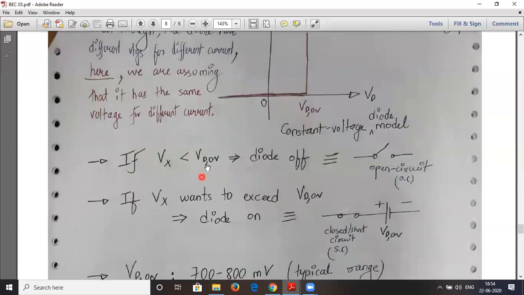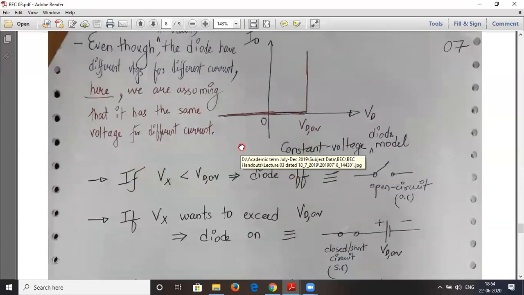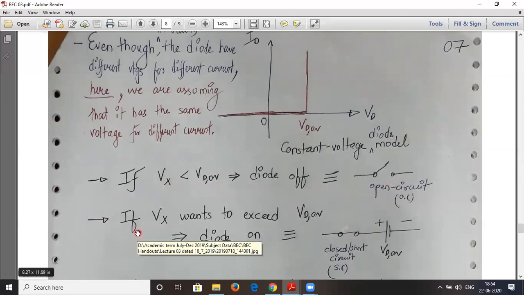So let me just revise the constant voltage model a bit. This is what a constant voltage model looks like. If the diode voltage is less than VD on, the diode is off and it is replaced by an open circuit. And if the external voltage exceeds this VD on, the diode is on and it is replaced by a closed switch and a battery representing VD on.